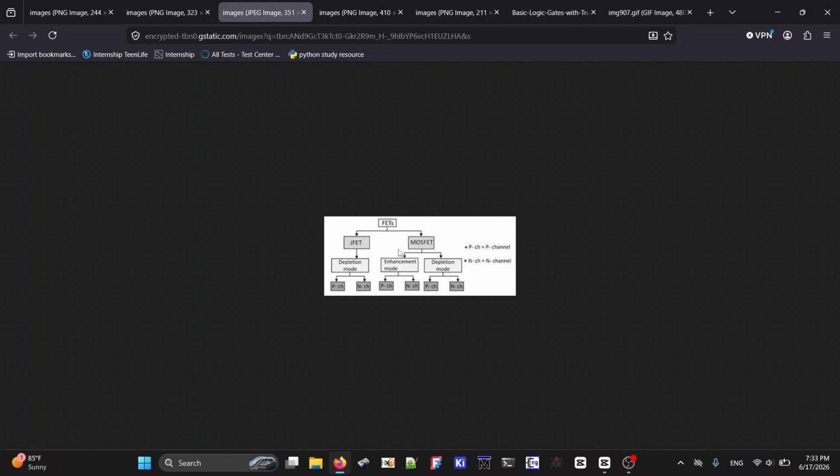And then inside of enhancement mode, there's a P channel and an N channel. Going forward, we'll call these PMOS and NMOS. Whenever PMOS and NMOS are used together in complement, they make what is called a complementary metal oxide semiconductor, or CMOS. That's where you've probably heard that term before, but that's where CMOS comes from. CMOS does use both of them. That doesn't necessarily mean that CMOS is the only logic that uses both of them.